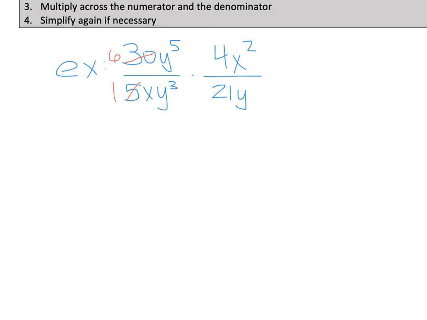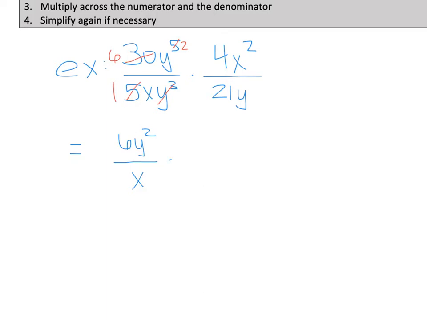That y to the 3rd is going to cancel out a y to the 3rd in the y to the 5th. So we're going to cancel out our y to the 3rds, and that's going to make it y squared in the numerator. Okay, so let's just rewrite that first rational expression. We've got 6y squared over x. That's the only thing that's left.